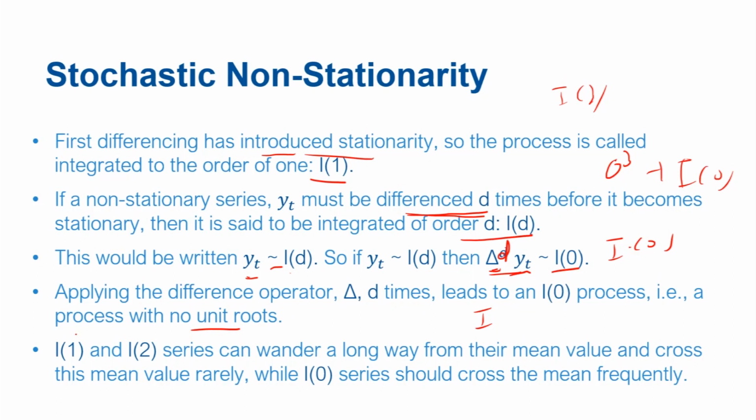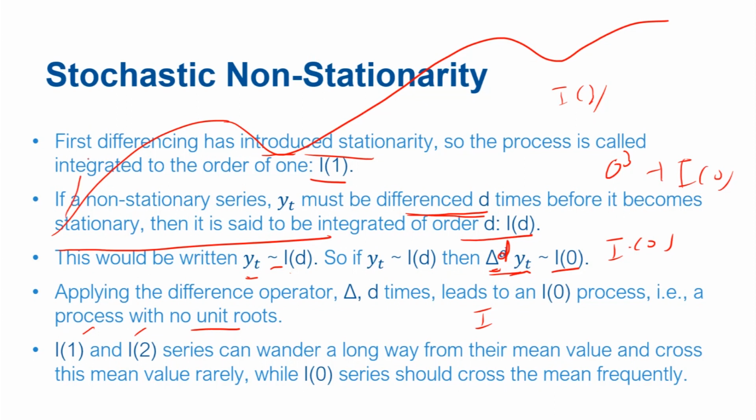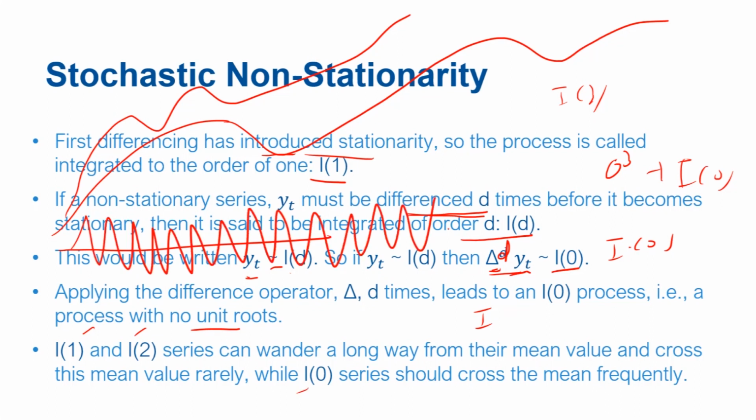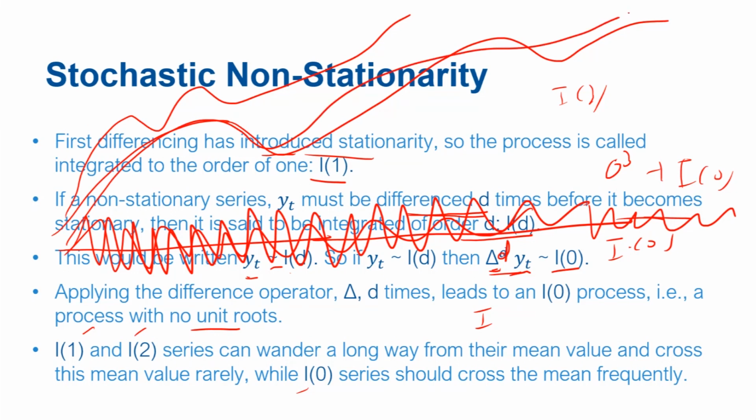What is the key difference between these non-stationary processes and a stationary process such as I0? Non-stationary processes such as I1 and I2 can wander very far from their mean for very long times, and if there is a drift, that wandering will be even greater. In contrast, an I0 process will fluctuate around the mean very swiftly and cross the mean very frequently. But an I1 or I2 process will deviate and drift a lot from the mean, and if there is a further drift component mu, these deviations will be very large in magnitude and remain away from the mean for very long times.